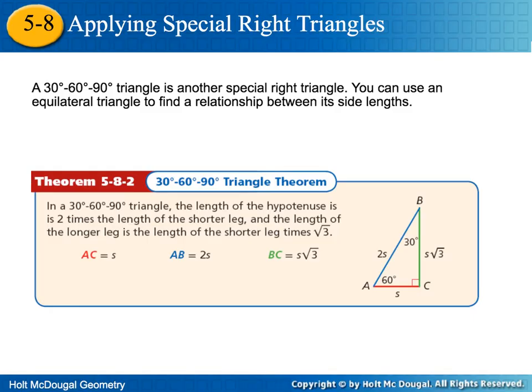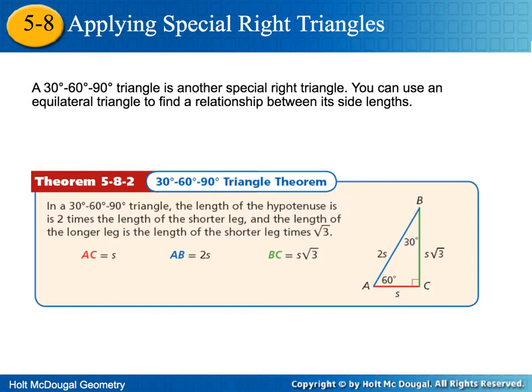Alright, go ahead and copy this triangle down, the 30, 60, 90 triangle. This is your second buzzword. We're going to use S for the sides. S is the shortest side, 2S is the hypotenuse, S square root of 3 is the long straight side.